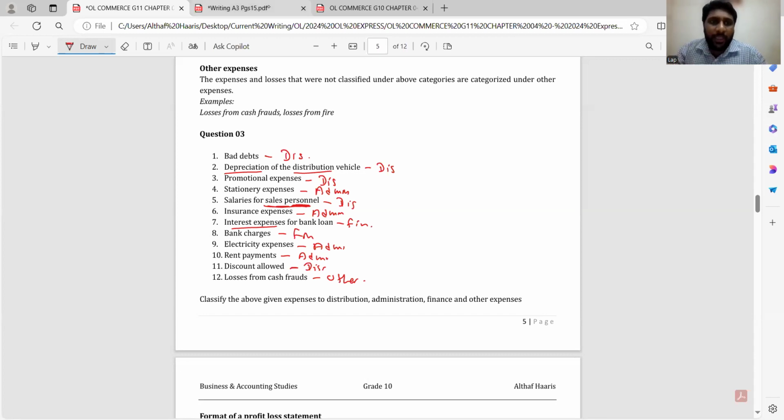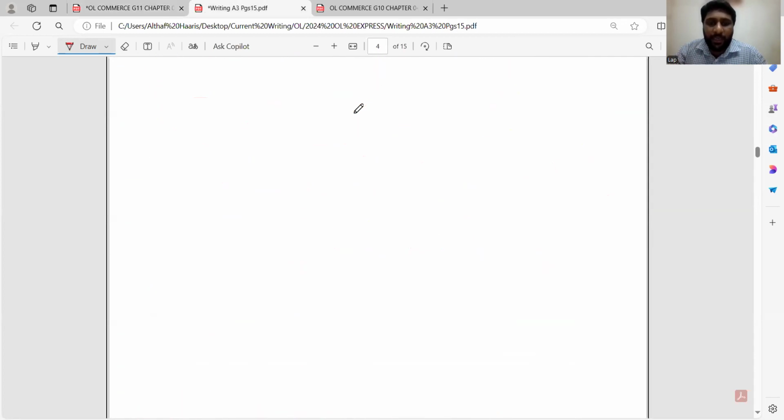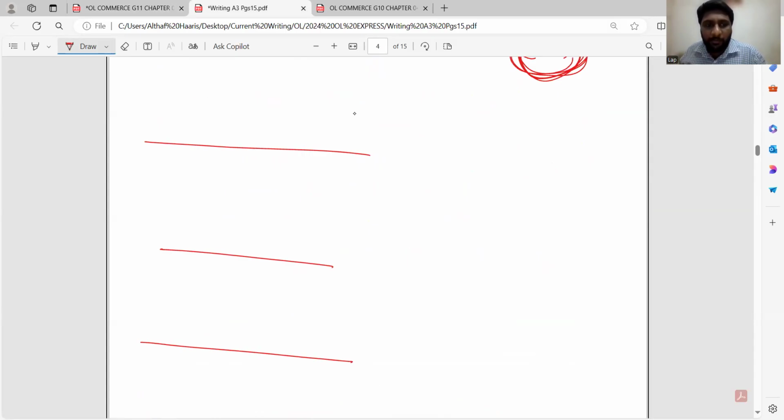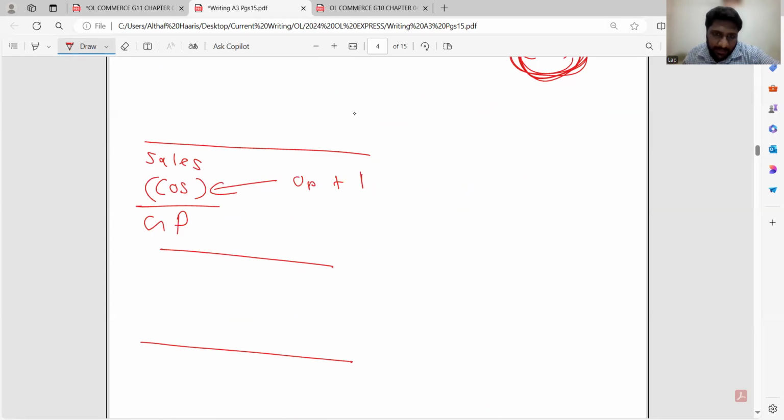So let's do a quick recap of what we did today, people. Quick recap. We split the income statement into two parts. In the first, there were sales. From sales we subtracted cost of sales to find the GP. So how to find the cost of sales? We learned, people: opening plus purchase minus closing. Purchase, people: cost of the item purchased, loading charges, carriage inwards.